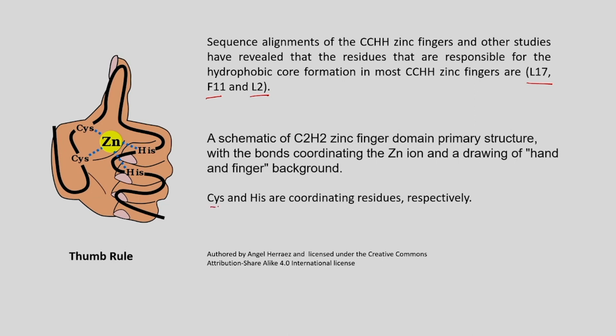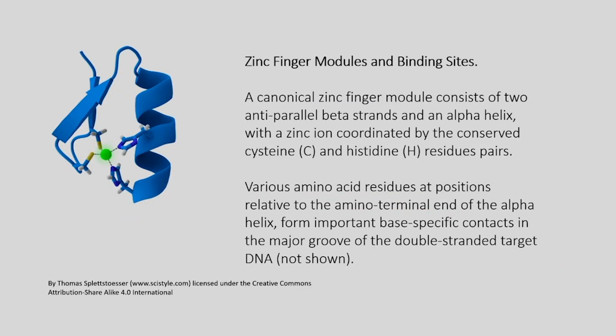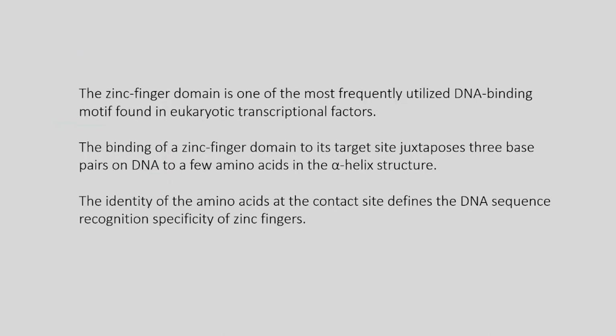The cysteine and histidine are the coordinating residues respectively. A canonical zinc finger module consists of two antiparallel beta strands and an alpha helix with a zinc ion coordinated by the conserved cysteine and histidine residue pairs. Various amino acid residues at positions relative to the amino terminal end of the alpha helix form important base specific contacts in the major groove of the double stranded target DNA.